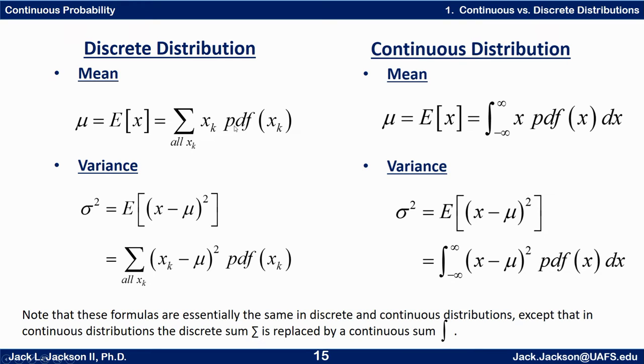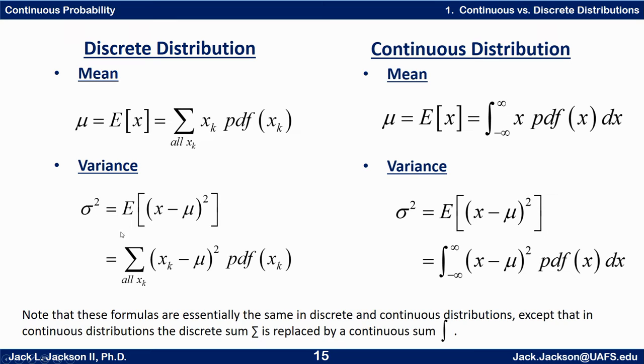Okay, so the formulas look pretty much the same for your basic parameters. The mean is the expected value of X. In the discrete case, that means you take the X times the PDF value of that X, and you sum it up for all the X's. The mean over here is still mu, and it's still the expected value of X in the continuous case. But again, what you do is you take the X times the PDF of X, and you sum it up for all possible X's, which is going from minus infinity to infinity.